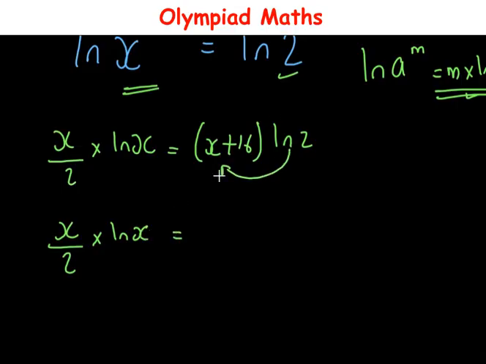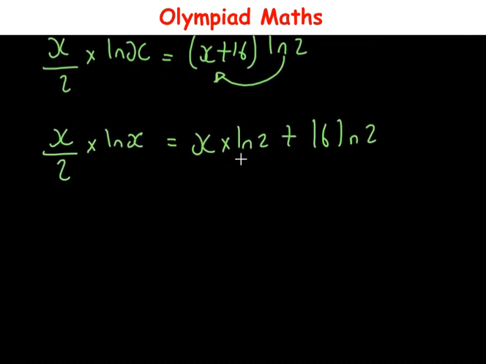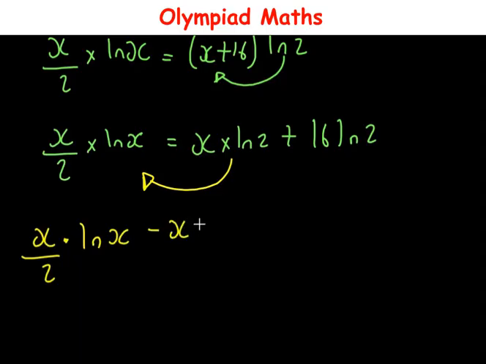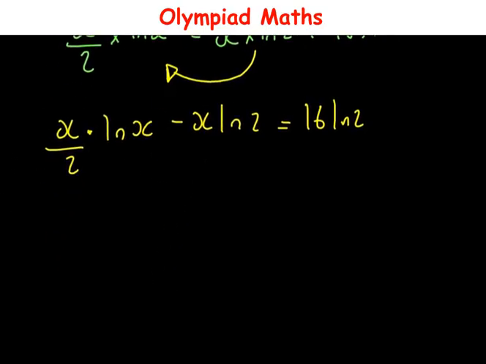So with this, x over 2 times ln x is equal to (x plus 16) times ln 2. We open the bracket by multiplying what is in the bracket. So we have x times ln 2, then plus ln 2 times 16, that is 16 ln 2. With this, we are then going to move x times ln 2 over to this side. Then we have x over 2 times ln x, then minus x times ln 2. This equals 16 times ln 2.